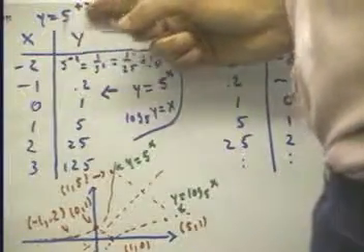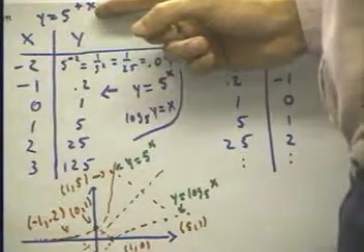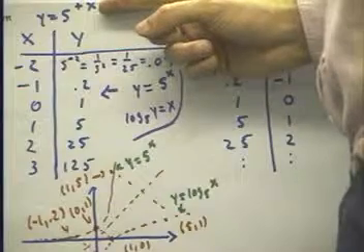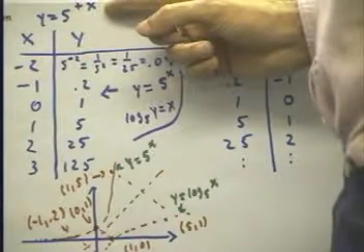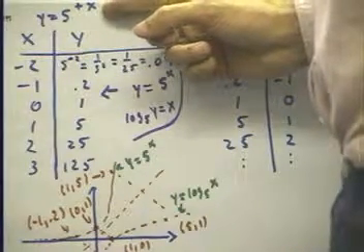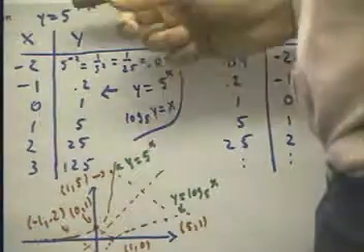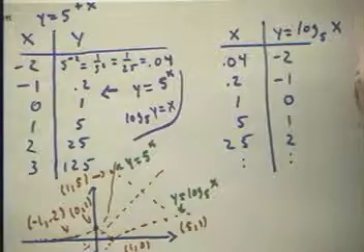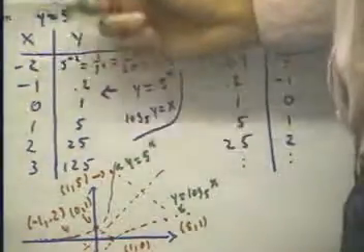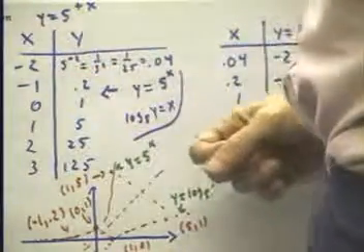And we're to use this table then to construct a graph of log to the base 5 of x, and then to sketch a graph of the 5 to the x function and the log to the base 5 function. So you should stop and do that yourself before you go on.